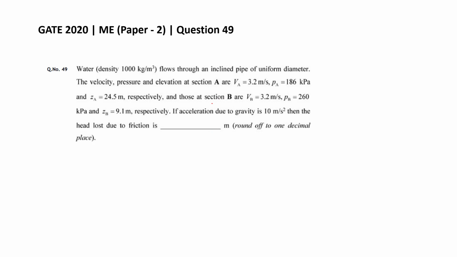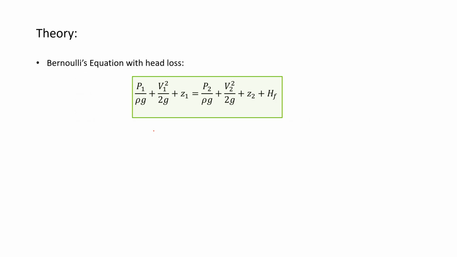And similarly, they have given you the information at section B. Now, this acceleration due to gravity is also given, 10 meter per second square. Now they are asking us to calculate the head loss due to friction. Now in the last problem, we simply applied the Bernoulli's principle, assuming the flow was frictionless.